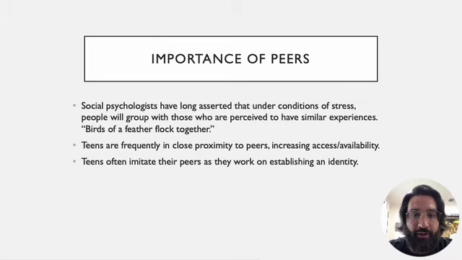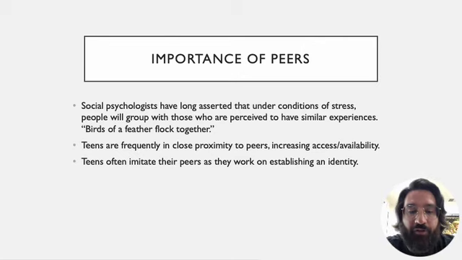And so when we talk about the importance of peers, we should note that social psychologists have long asserted that under conditions of stress, people will group with those who are perceived to have similar experiences. That's the whole idea of birds of a feather flock together. If we think about the adolescent period as a period of real stress, it makes sense why kids will be drawn to kids who have similar life experiences or similar interests or preferences, as a way of finding some strength during a really stressful period of life.